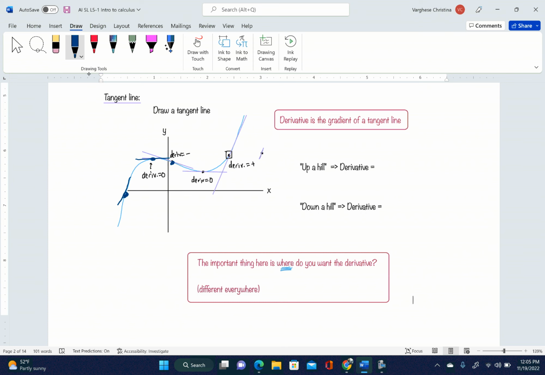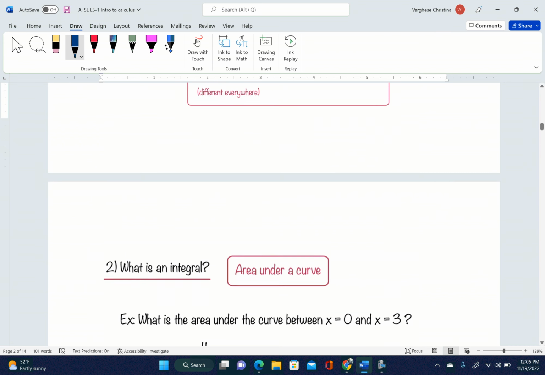Here it's flattish, so the derivative is 0. And over here, the derivative is going to be positive, right? Because it is a steep slope, okay? So up a hill, the derivative is positive, and down a hill, the derivative is negative, okay? And again, derivative is just a slope, okay? So the important thing is, where do you find the derivative? Like at what point on the curve do you find your derivative? So that's what calculus is.